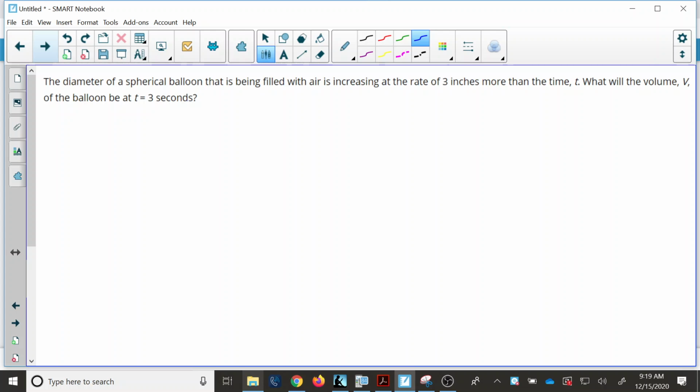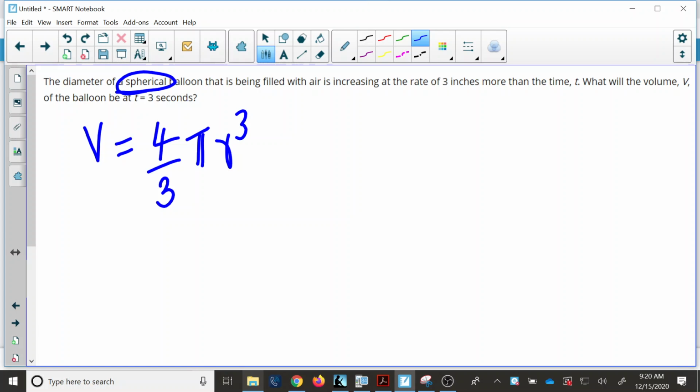The diameter of a spherical balloon that's being filled with air is increasing at the rate of 3 inches more than the time. So what will be the volume of the balloon at t equals 3 seconds? Remember, this is a balloon which is in spherical shape, so we need to know the formula for the volume of a spherical shaped balloon. The formula for the volume of a sphere is 4 by 3 pi r cubed, where r is the radius. Now here the radius is not given, but it says the diameter, right? The radius is only one half of the diameter.